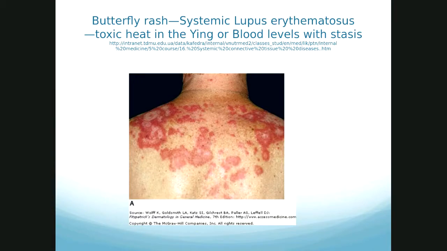But if we know the name of the illness, we know it's not very easy to cure, but we could manage symptoms. And this is typical toxic heat at the nutritive and blood level. We can use herbs to cool the blood and help to clear the toxic heat, and manage the itchiness or suffering of rashes.